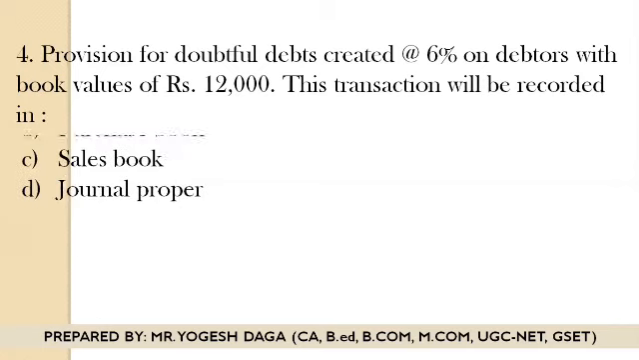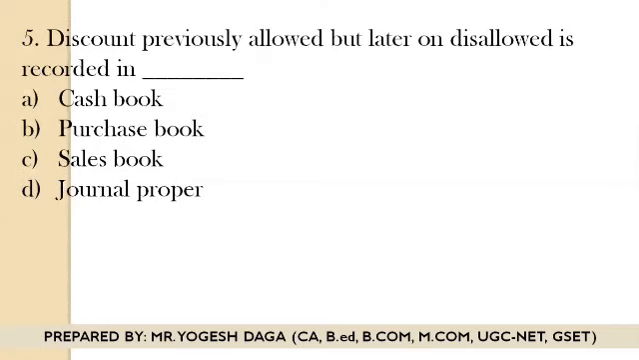Okay, so next question here on the screen. Fifth question: discount previously allowed but later on disallowed is recorded in, yes students, the options cash book, purchase book, sales book and the general journal. Yes students, I know that you know the answer for this, because now you know the concept of what is to be written in what account.